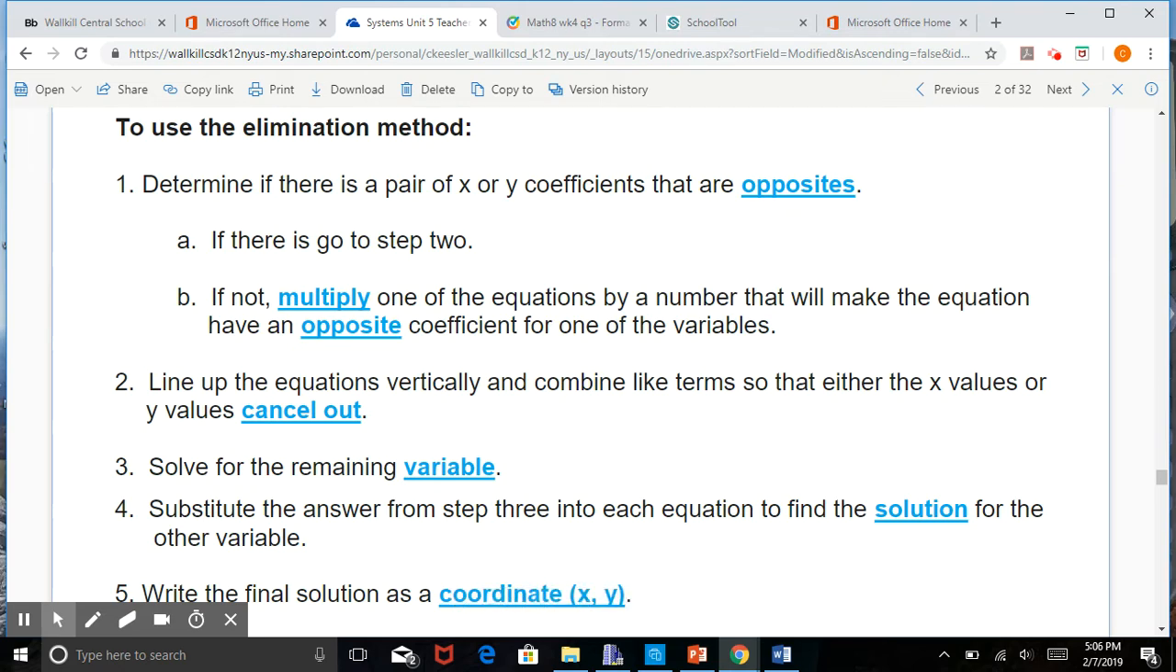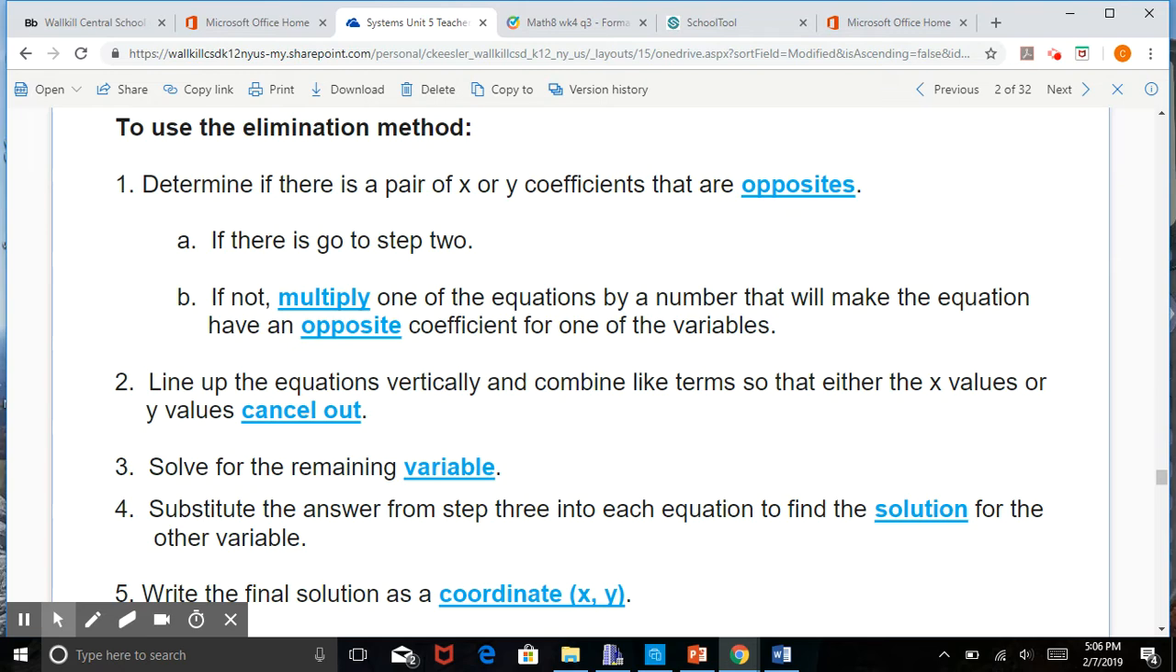To use the elimination method, we're going to first determine if there is a pair of x or y coefficients that are opposites. If there is, you're going to go to step 2, and if there's not, you're going to multiply one of the equations by a number that will make the equation have an opposite coefficient for one of the variables. Second, you're going to line up the equations vertically and combine like terms so that either the x values or y values cancel out. Third, you're going to solve for the remaining variable.